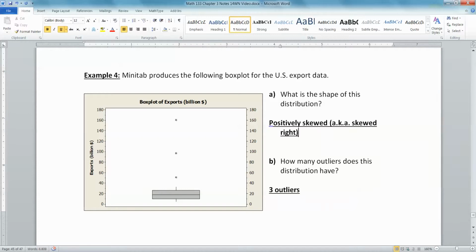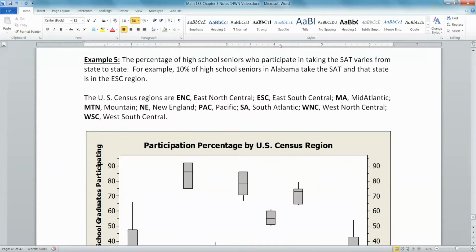Right? Because the large whisker is going to the high numbers. All right, that's done with that. Now, let's see. This box plot shows the percentage of high school seniors who take the SATs varies from state to state, right? So some states have a lot of students taking the SATs. Some states have very few taking these SATs. So, for example, 10% of high school seniors in Alabama take the SATs, and that's in the ESC region.